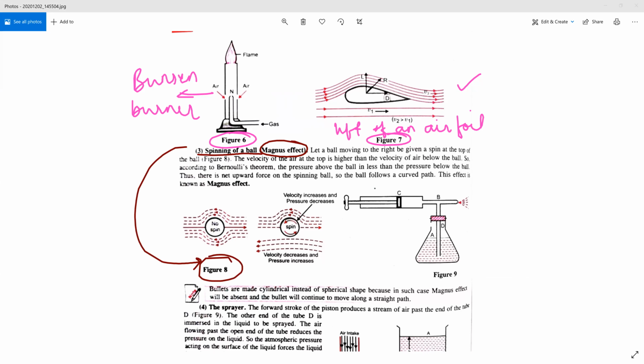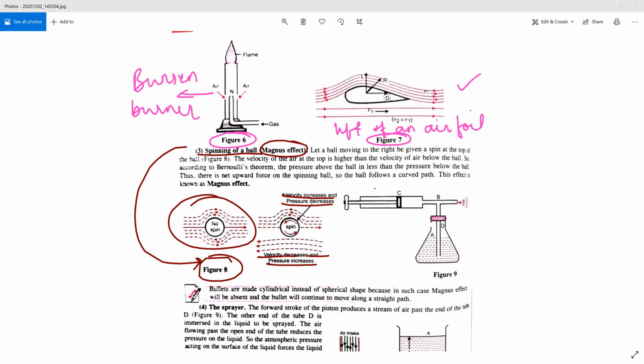So in this situation, no spin of the ball takes place, and here, while spinning, velocity decreases and pressure increases. So that is shown here. So here velocity increases and pressure decreases. So spinning of a ball.